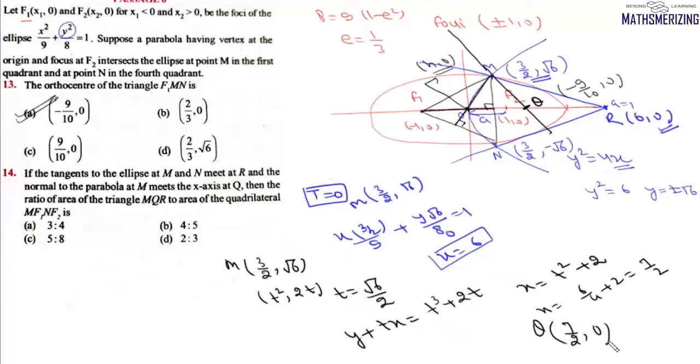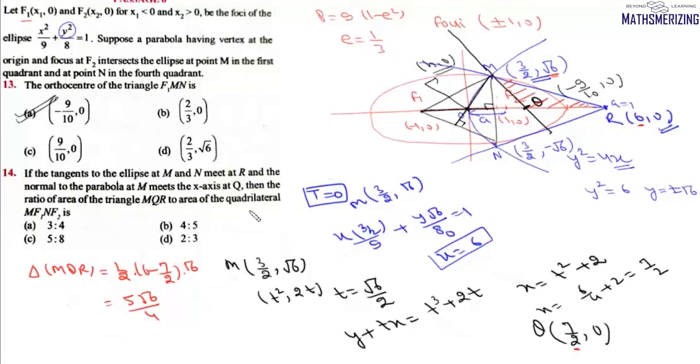Now it says we need to find the ratio of area of triangle MQR. So first we'll find the area of triangle MQR. So this area will be half, and then what is the value of this base? So this is 6 comma 0 and it is 7 by 2 comma 0. So it will be 6 minus 7 by 2, and then what is the value of height? So height in this case is simply under root 6. So it should be 12 minus 7, 5. So it is 5 under root 6 by 4. So the area of this triangle MQR is 5 root 6 by 4 square unit.